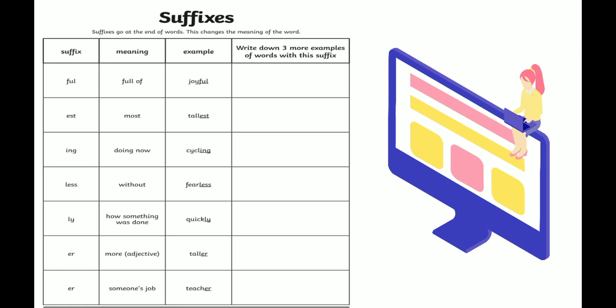Then with less, less means without, like fearless. I can help you. It can be hopeless, baseless, senseless. I have already told three words. Next, ly. Ly means the manner, like quickly, then readily. Now you think. Then er, it means more: taller, hotter, wetter.